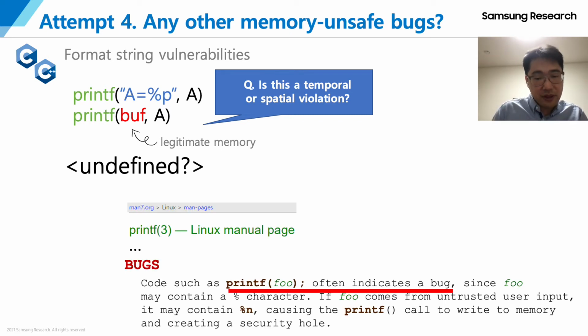In fact, it is not related to the language specification, but it is a memory unsafe bug because the API designer says so. The bugs section of the printf man page kindly describes the potential misuse and its security implication of potential overwriting due to the %n from the untrusted user. These are the preconditions of exhibiting the correct behavior of printf, but again, it doesn't seem relevant to either temporal or spatial violation.